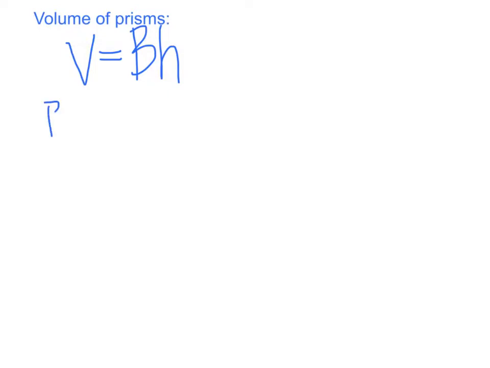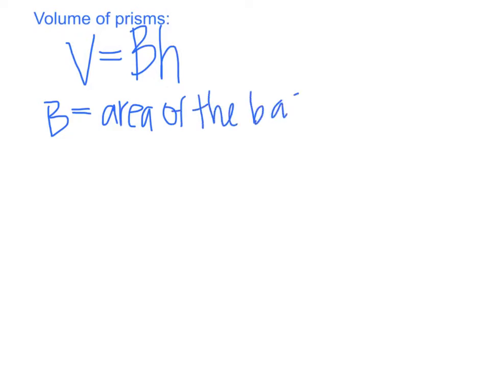So capital B is going to be your area of the base. So if it's a triangular prism, you are going to take the area of the triangle. If it's a rectangular prism, you're going to take the area of the base rectangle. H is going to be your height. You will use this volume equals base times height for both prisms that we are going to work through.